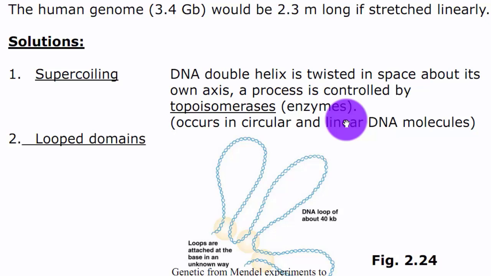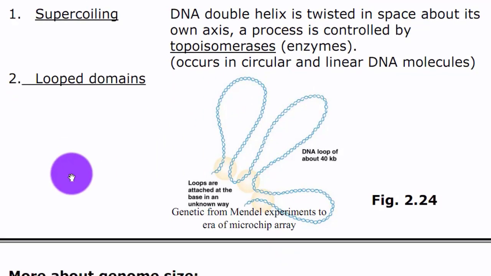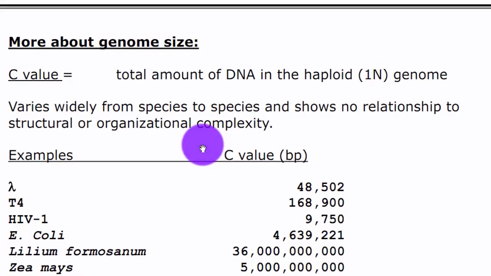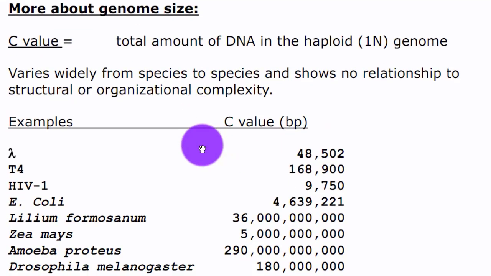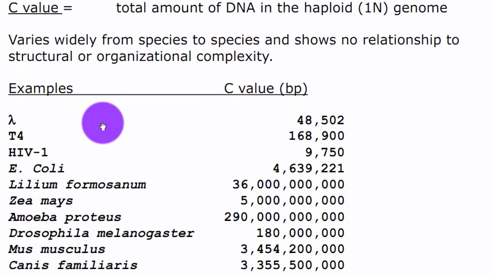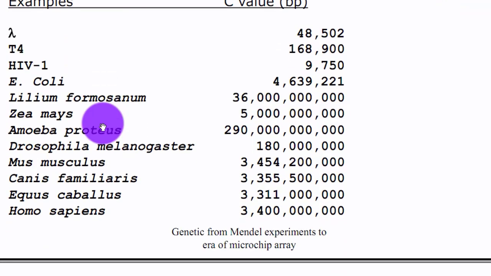The DNA double helix is twisted in space about its own axis. This process is controlled by topoisomerase enzymes. It occurs in circular and linear DNA molecules. Looped domains. More about genome size. C value: the total amount of DNA in the haploid, 1N, genome varies widely from species to species and shows no relation to structure or organismal complexity.